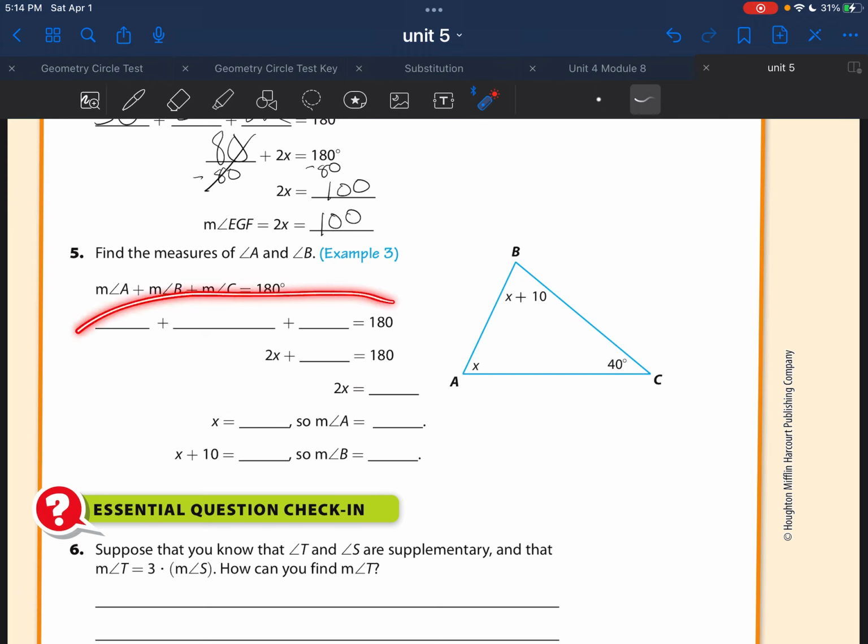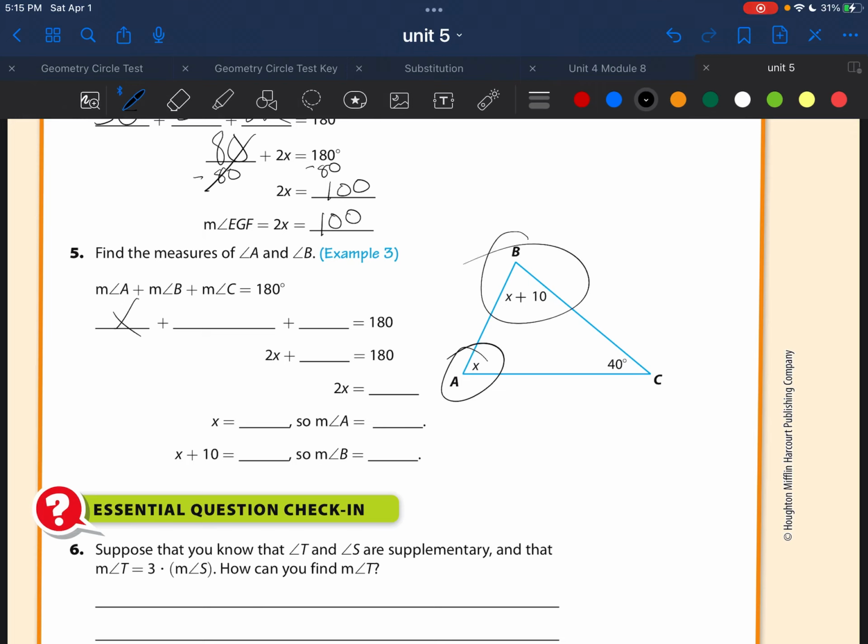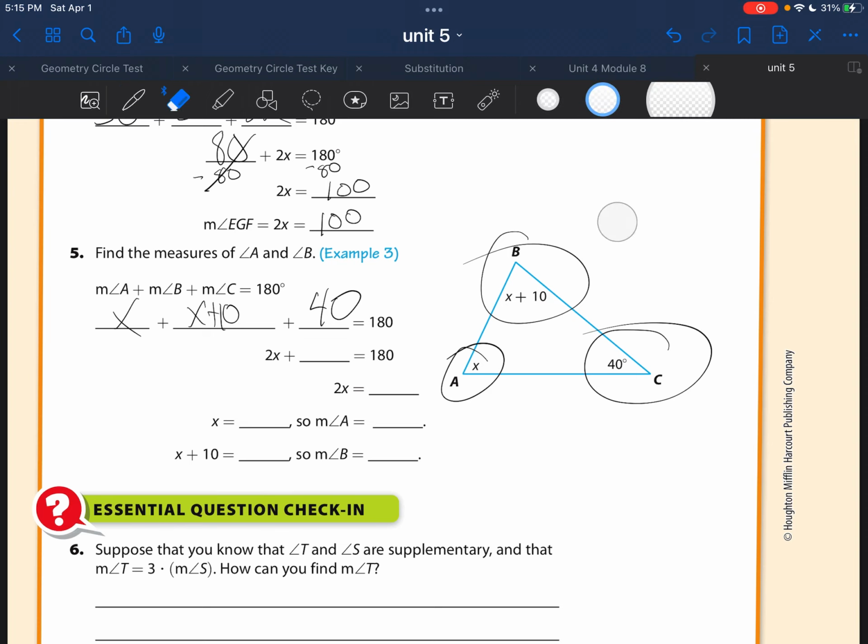Okay. Go ahead and fill in this part here. Can you pause it, please, so they can fill that in? Alrighty. Let's go ahead and fill it in. All right, so angle A is x. Angle B is x plus 10. Whoops. And angle C is 40. Alrighty.